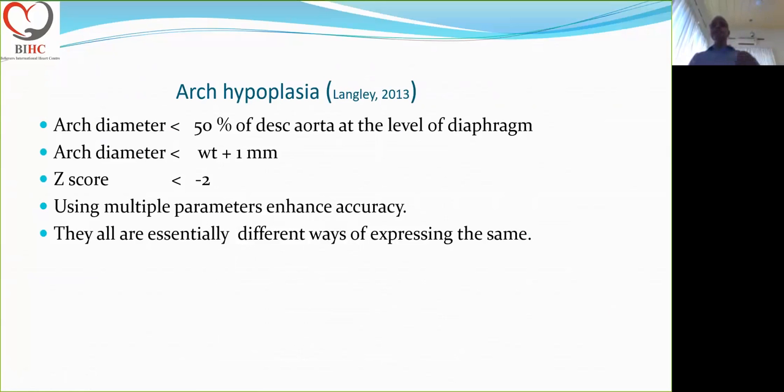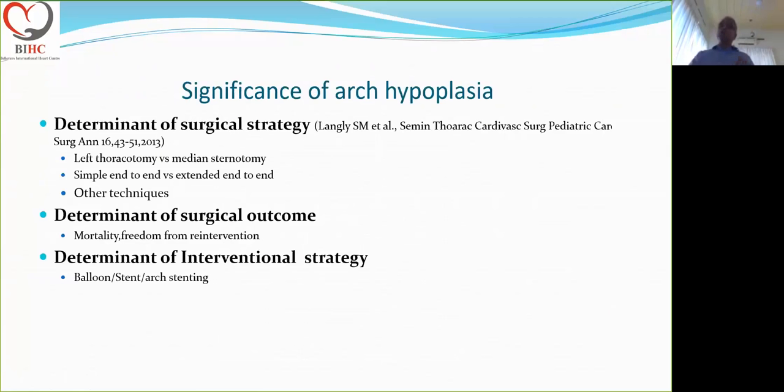After all, our purpose is to identify arch hypoplasia without fail, because it's a determinant of surgical strategy. Can you go from the left thoracotomy, or do you need to do a median sternotomy? A median sternotomy is a surgery on cardiopulmonary bypass. The actual technique that we use, I'll explain some of these techniques as we go along. And the arch hypoplasia would also determine the surgical outcome, like mortality. The one with the normal arch will have practically zero mortality in any good center.